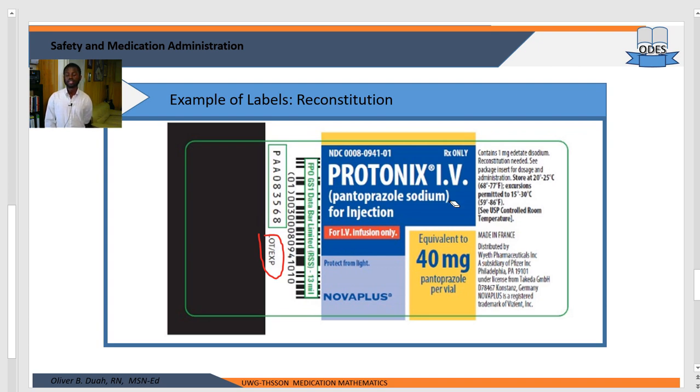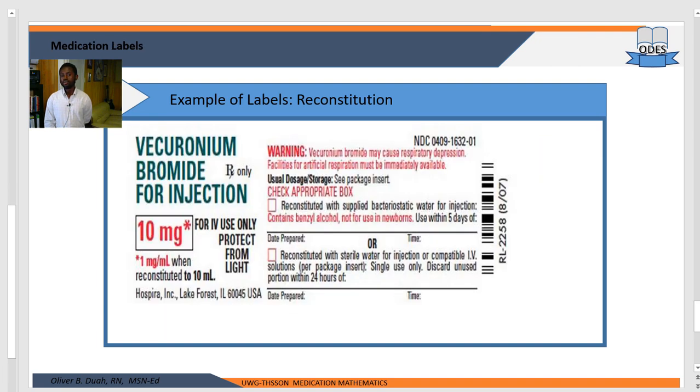Normally for Protonix, you are going to reconstitute with 10 milliliters of normal saline. And then you can give it afterwards. It also gives you some storage information, and it says to store at 68 to 77 degrees Fahrenheit. These are some of the basic components that you will find on a medication label.